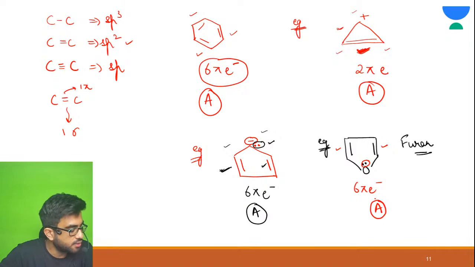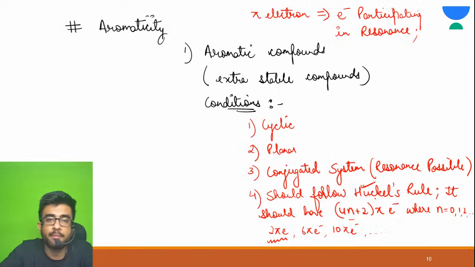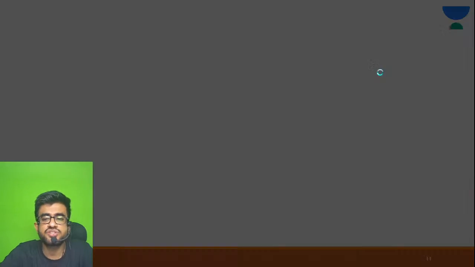Very good. Solo guy, Sajjan, Rajni, fantastic. Nagendra, great. All right. So now you are very much clear with aromaticity. You can identify whether a compound is aromatic or not. And aromatic compounds are what? Extra stable compounds. They have great stability. They are very much stable.